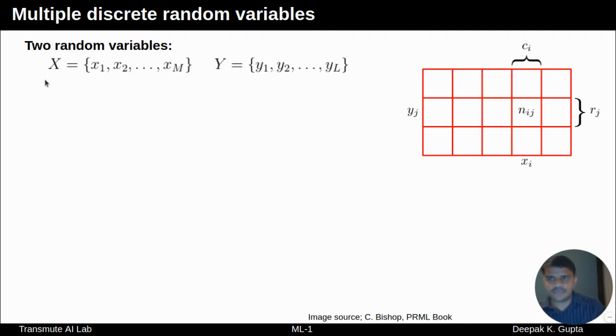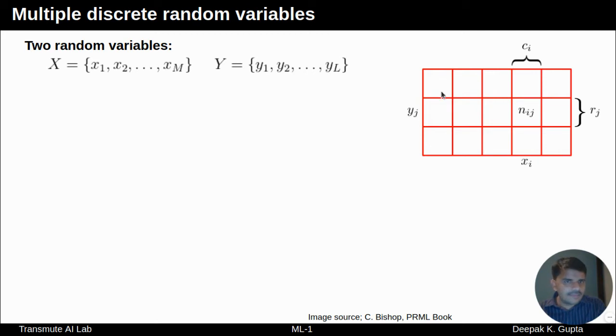So here we have x, which has m possible outcomes. Here we have y, which has l possible outcomes. For the case of dice and coin, m will be 6 and l will be 2. But we are not dealing with those examples here. We just take a general case. And now we translate these two random variables onto the grid. We see that we have y here, so we put l equal to 3. And we have x here, so we put m equal to 5.